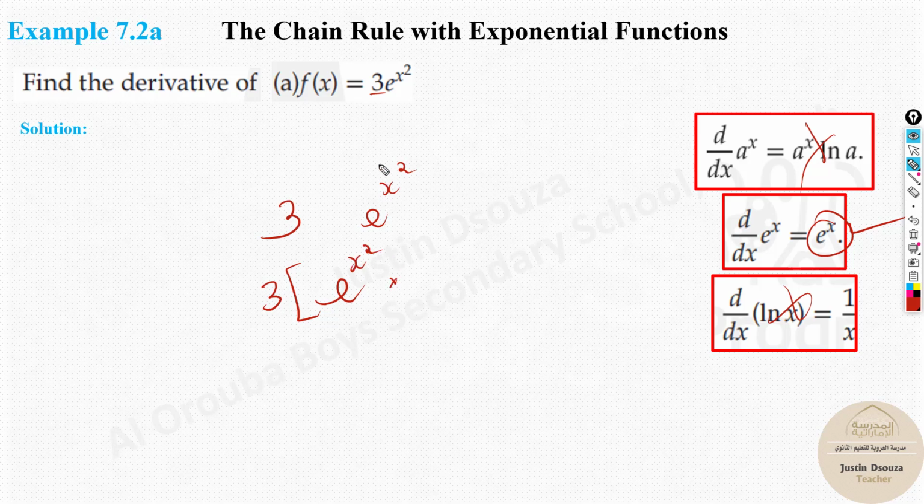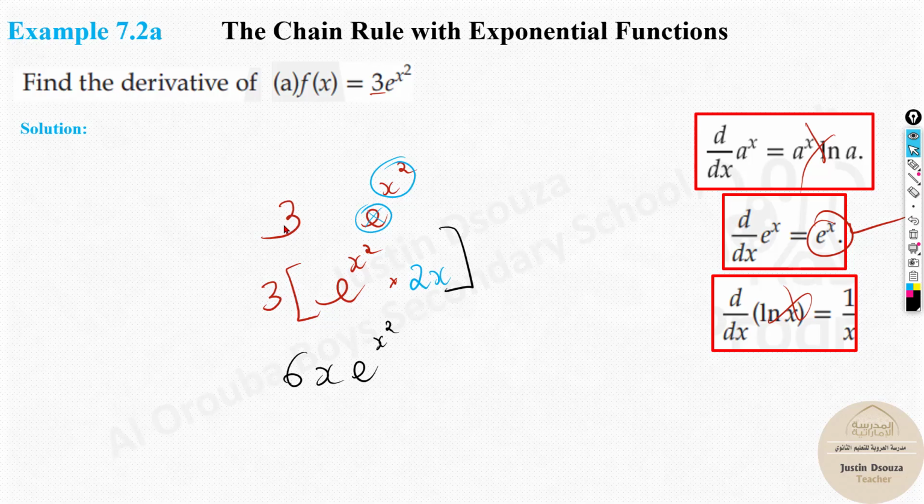Now multiply the chain rule. That is done. So let me do this. E is done. Now what is remaining? X squared. So how do I do x squared? It will be 2x. That's it. So this is the thing. Now we can just multiply 3 times 2 is 6, x e to the power x squared. That would be the final answer.